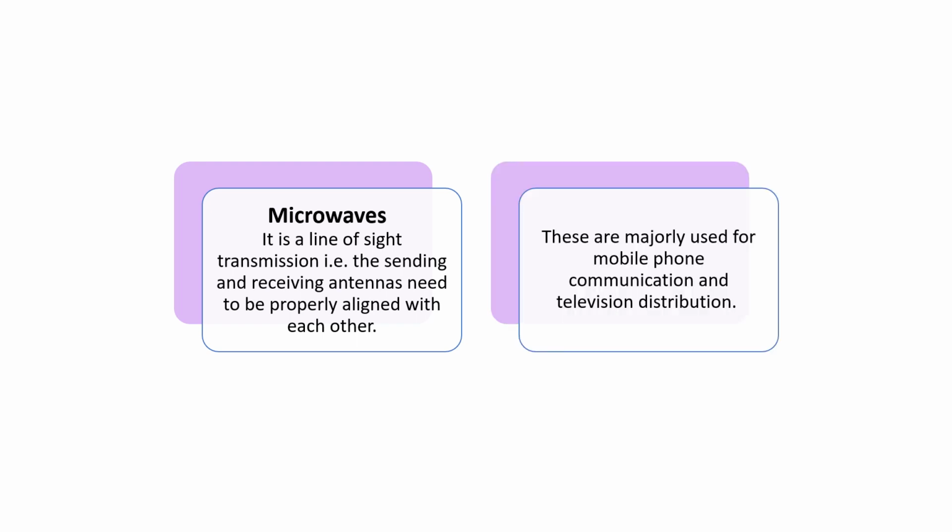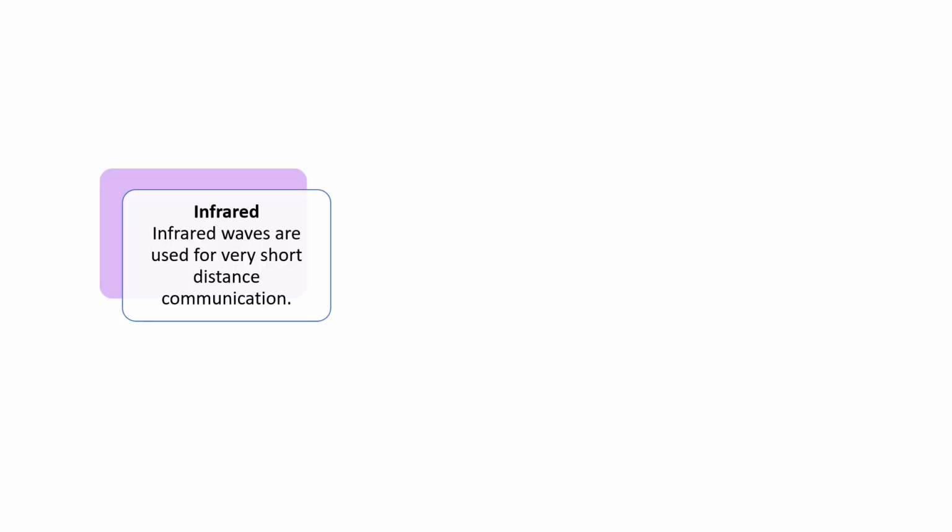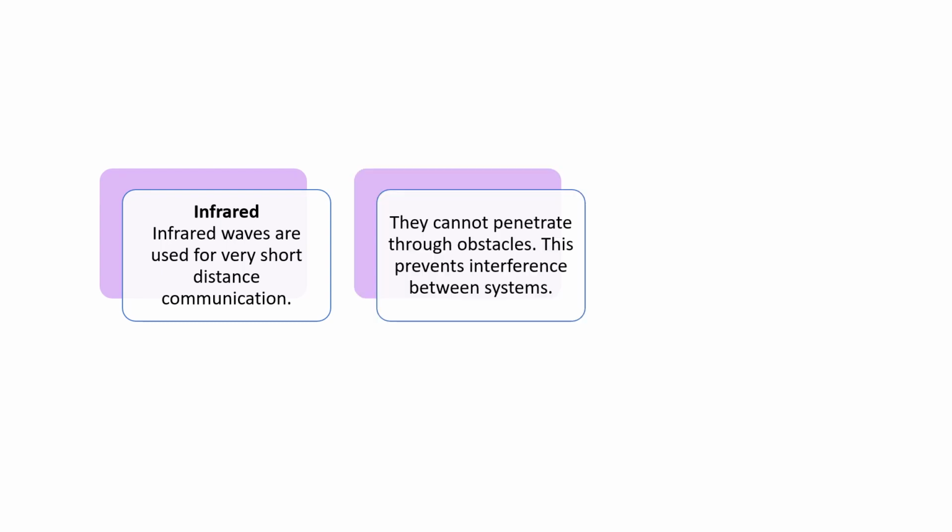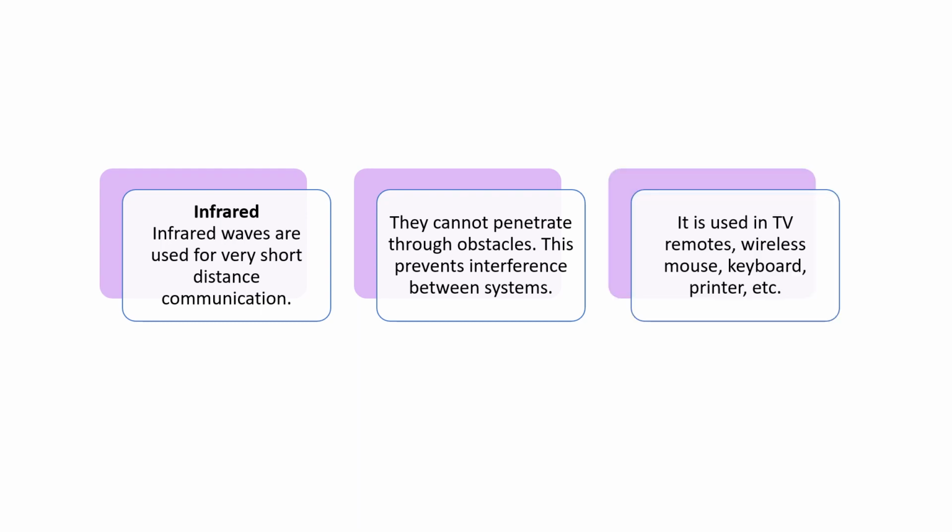Next, we can see what microwaves are. It is a line of sight transmission, that is, sending and receiving antennas need to be properly aligned with each other. These are majorly used for mobile phone communication and television distribution. And moving to infrared, these are used for very short distance communication and they cannot penetrate through obstacles. This prevents interference between systems, and it is used in TV remotes, wireless mouse, keyboard, printer, etc. So this is about the unguided media.